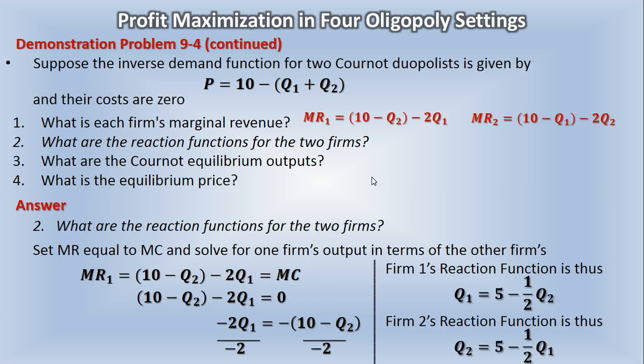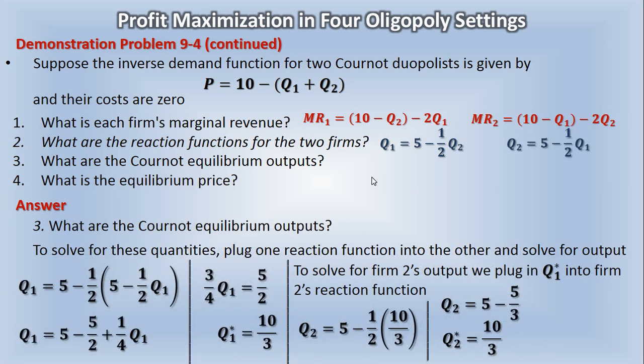And then it sets it equal to marginal cost, which we assumed was 0 in the problem. And then you have this relationship that allows you to derive your output Q1 as a function of Q2 via some algebra. And so we did, and therefore this is firm 1's reaction function. Firm 2's reaction function is symmetric to firm 1's because they both have the same marginal cost. If they didn't, they'd have different reaction functions.